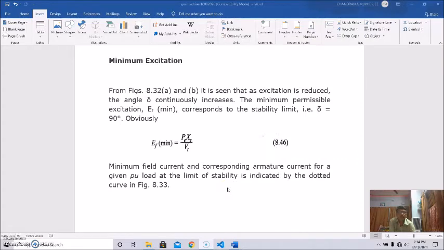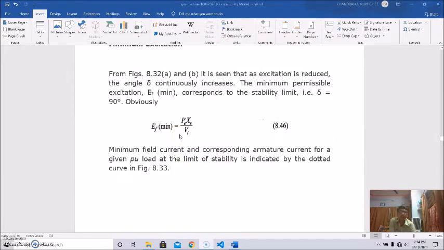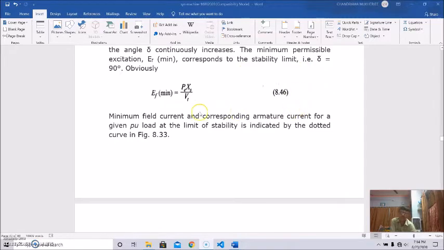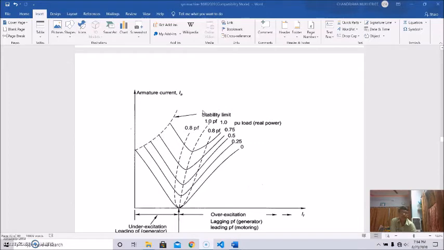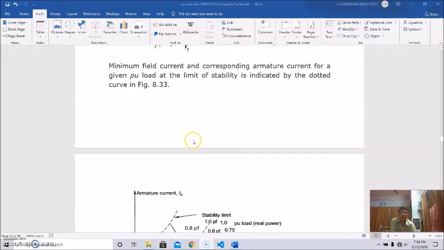Basically, stability is shown in this figure. This is the line, the stability limit. As excitation is reduced, delta continuously increases, and the minimum permissible excitation corresponds to the stability limit, that is delta equal to 90 degrees, given by EF minimum equal to P excess by Vt, and that is shown here. So this is the stability limit, and you see these are V curves.